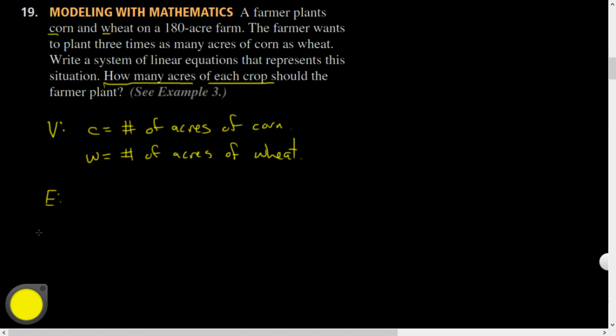Now to write my equations, here we go. Let's take our facts. It says a farmer plants those 2 things on a 180-acre farm. Only those 2 things. So the total acreage is going to equal the sum of the acres of corn and the acres of wheat. So C plus W is going to equal 180. That fact wasn't jumping out at us, but hopefully you guys can catch that.